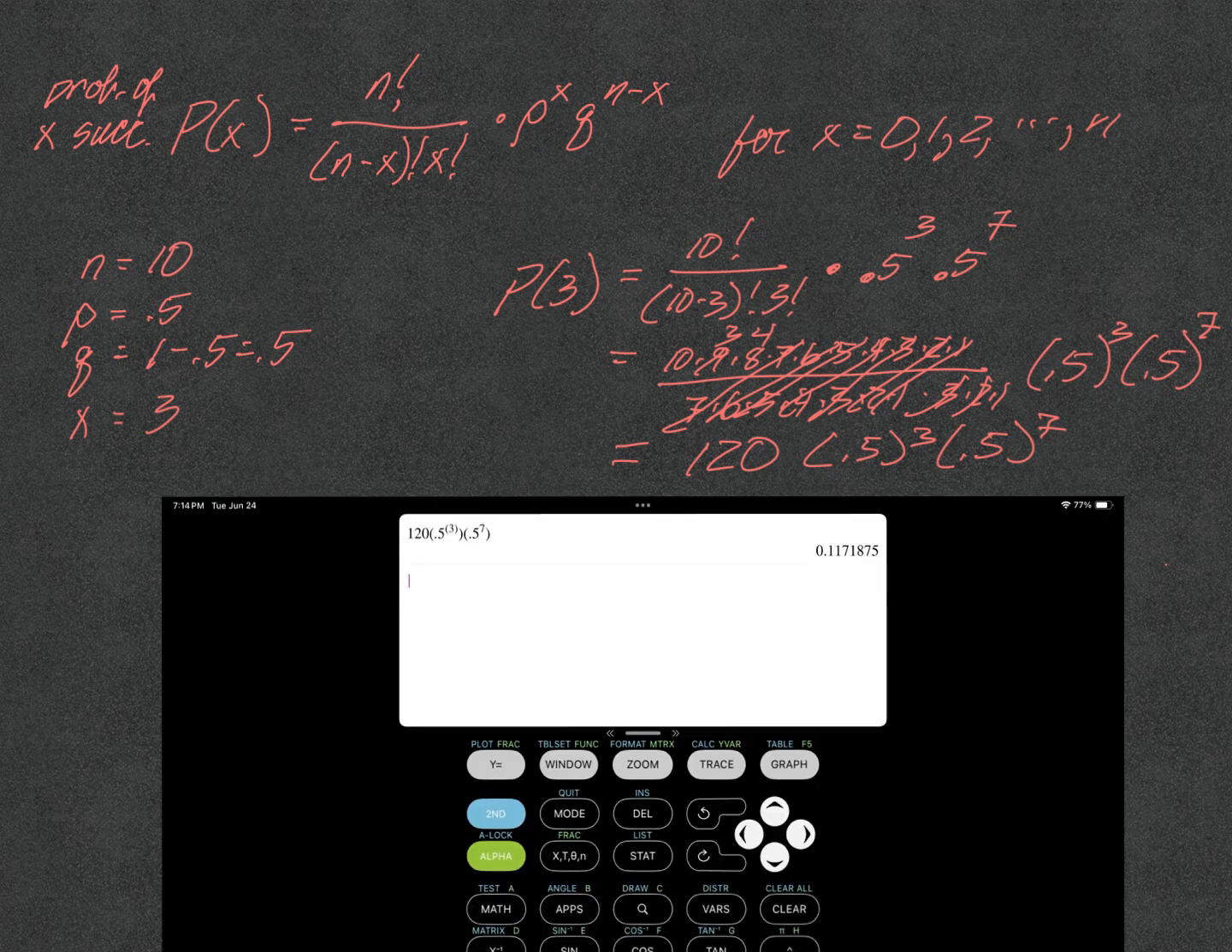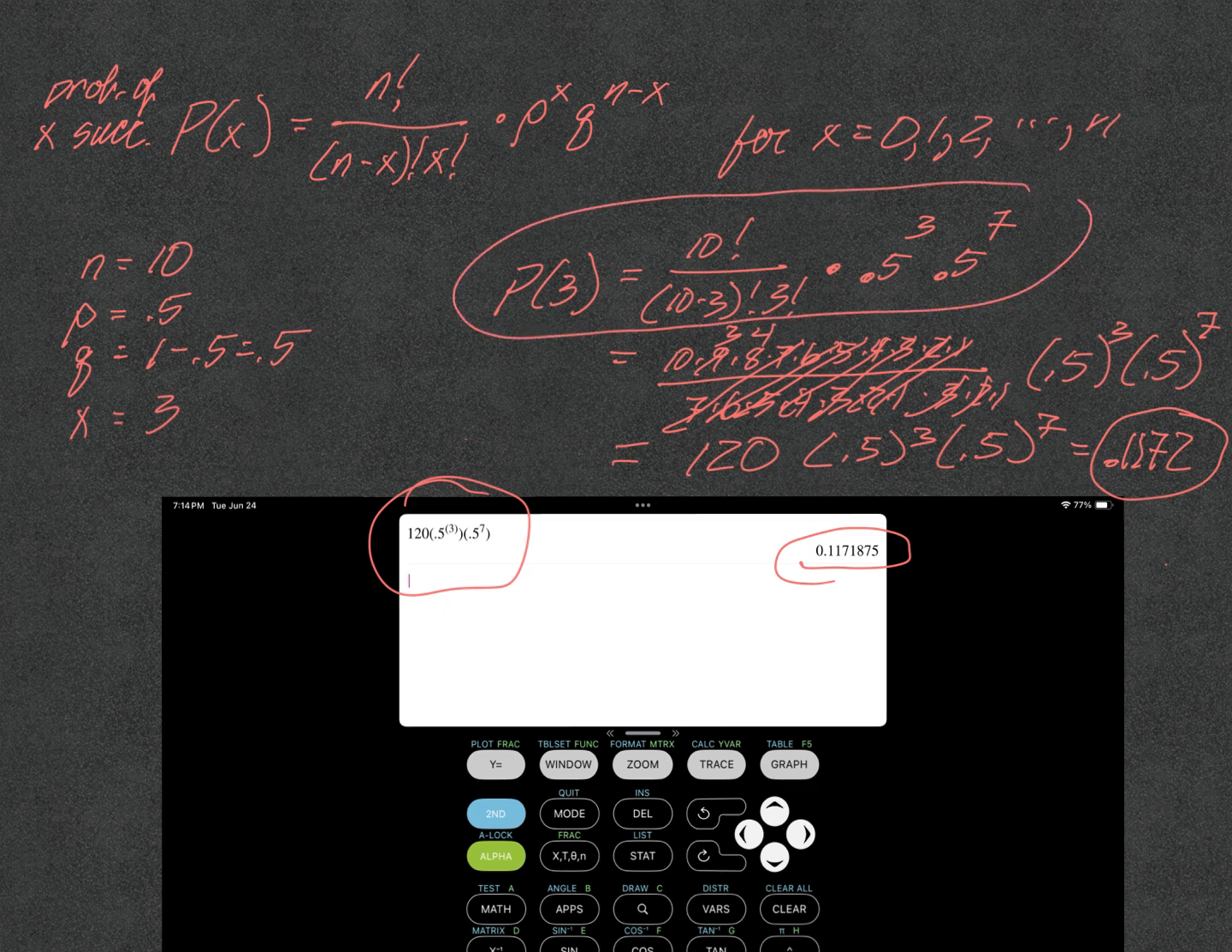Now, as you can see, I typed this into my calculator right here. 120 times 0.5 cubed times 0.5 to the 7th. And I got 0.1172 as the probability. And so you can use your calculator after writing out the formula. You can use your calculator to do that.